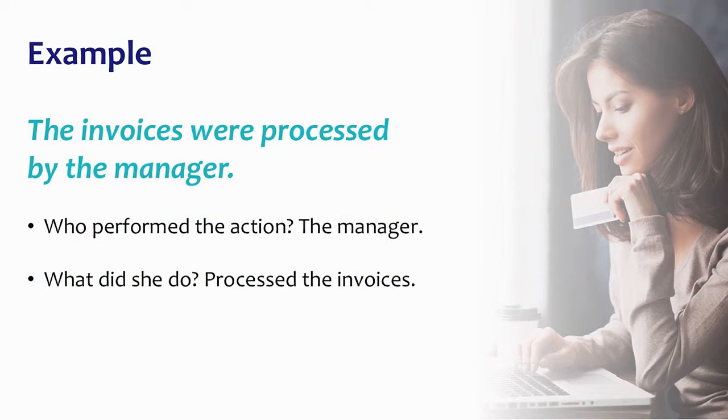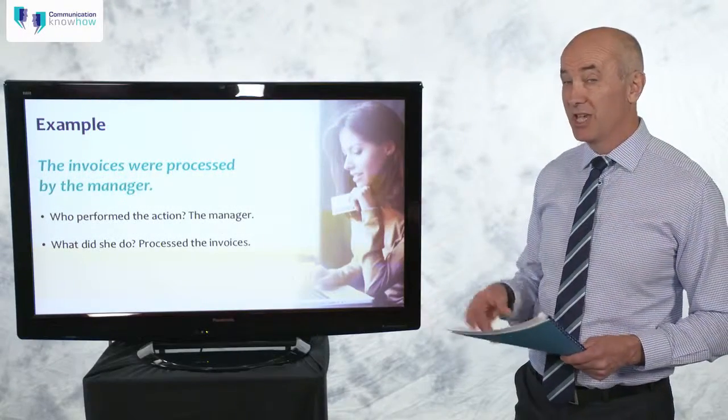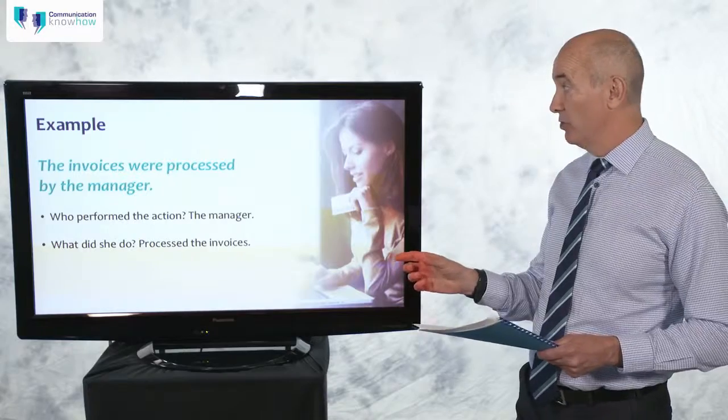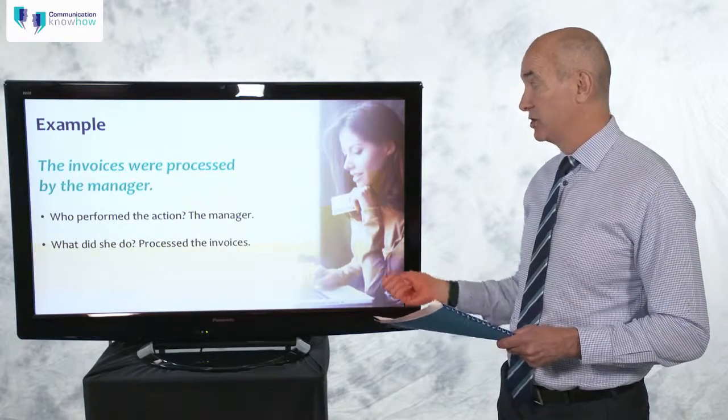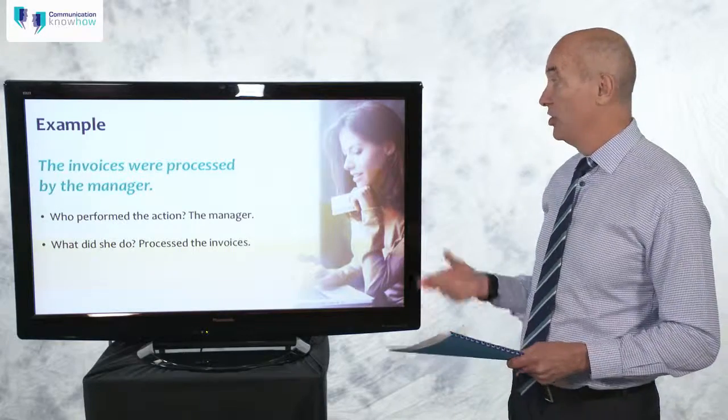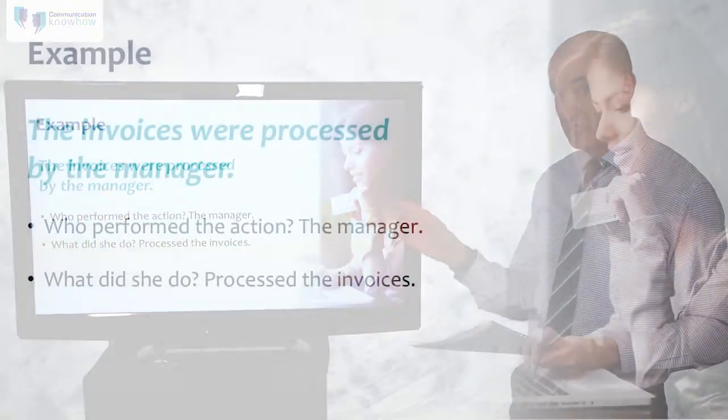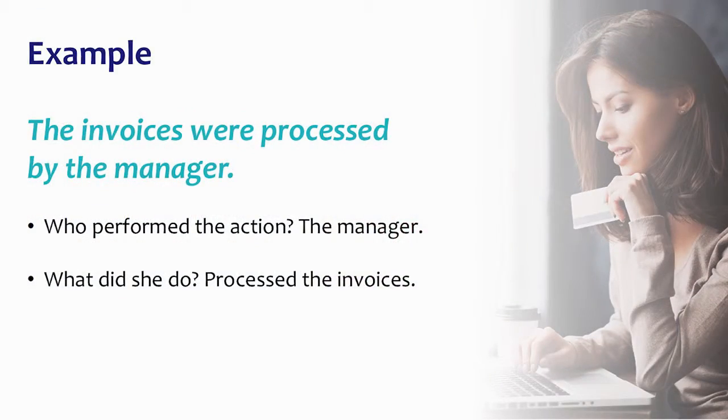So we're going back to those examples that we looked at. In this case, when we've written in the passive voice, the invoices were processed by the manager. Who performed the action? The manager. What did she do? She processed the invoices. But in this case, in the passive voice, the action comes at the start of the sentence. So the invoices were processed, that's the action. Who did it? The manager. So as you can see, it's reversed from active voice.